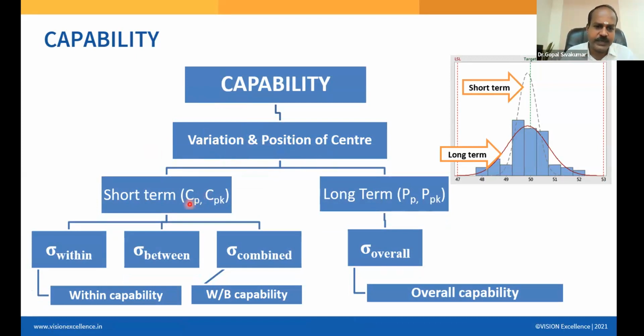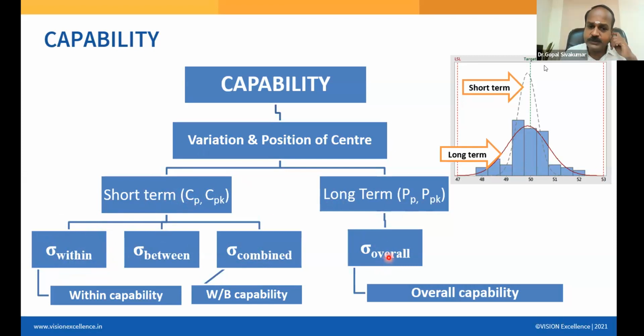And now this capability can be divided into two. One is short-term capability, nothing but CP and CPK. The other one is long-term capability, which is PP and PPK. And within the short-term capability, there are three categories, but I don't want to confuse you a lot. Let us try to understand the short-term capability, CP and CPK, and the long-term capability, PP and PPK. So let us consider one of the standard deviations used to calculate short-term capability, which is sigma within. Now coming to the other side, PP and PPK, which is sigma overall.